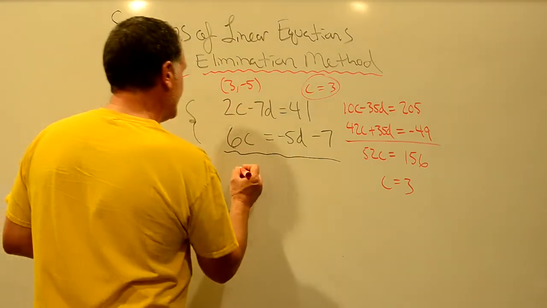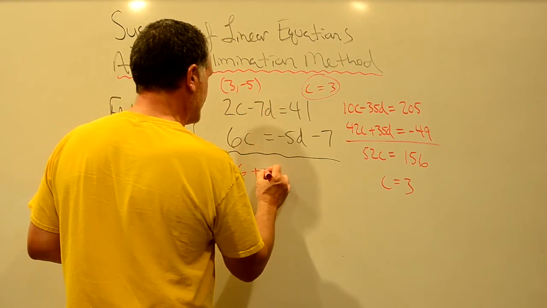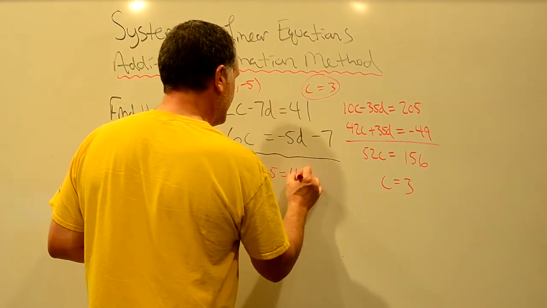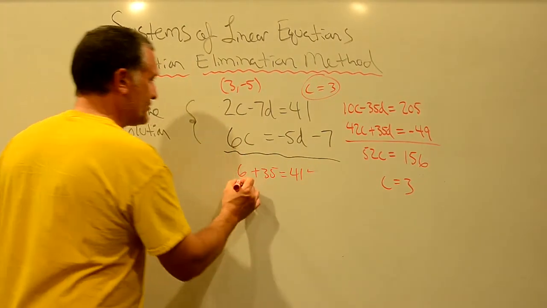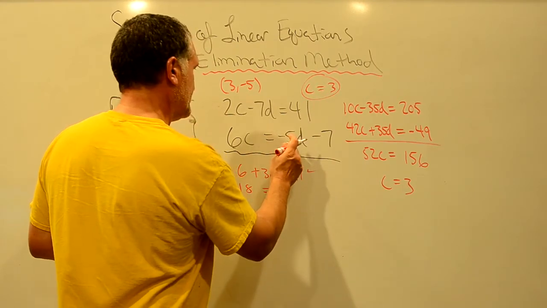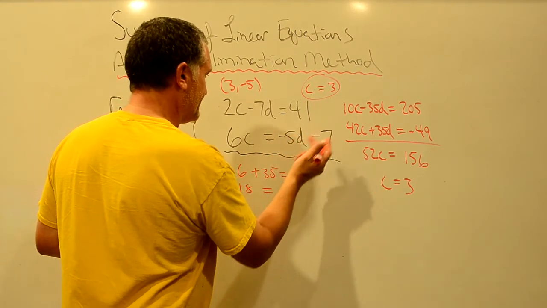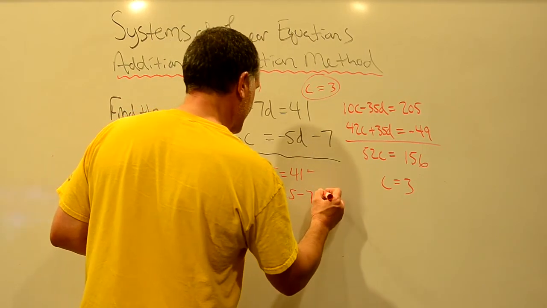What's 3 times 2? 6. What's negative 7 times negative 5 plus 35? What's 6 plus 35? All day long. What's 6 times 3? 18. Is 18 equal to negative 5 times negative 5 plus 25 minus 7? Is 18 equal to 25 minus 7?